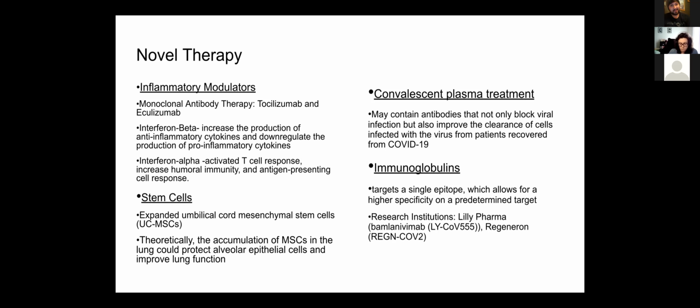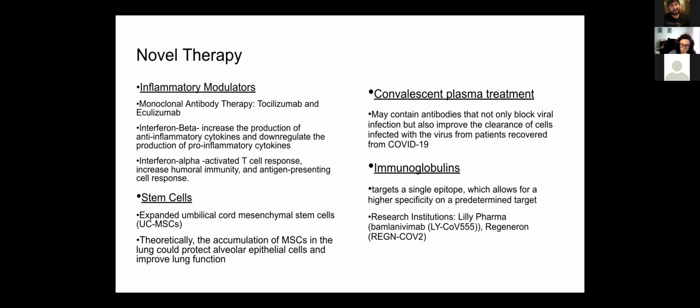Although the mesenchymal stem cells are mentioned here as coming from umbilical cord, they can also be isolated from bone marrow, peripheral blood samples, and adipose tissue. So it doesn't necessarily need to be from that source.